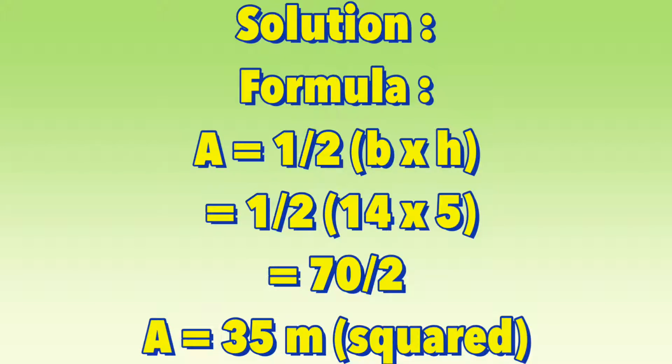And then, since the base and height are given, we're going to substitute into our formula, base times height. So the base now is 14 times height is 5. Then we have 70, then divided by 2. So the area of the triangle is equal to 35 square meters.